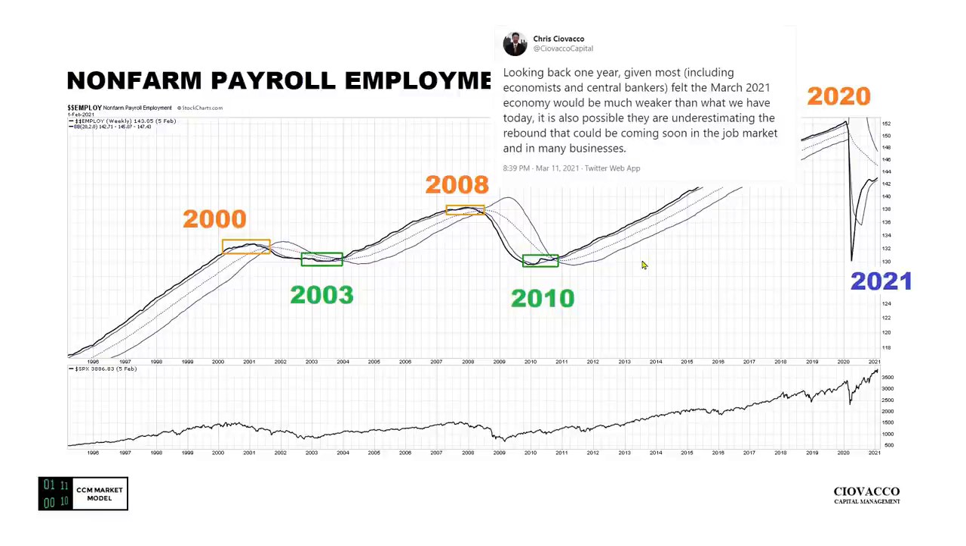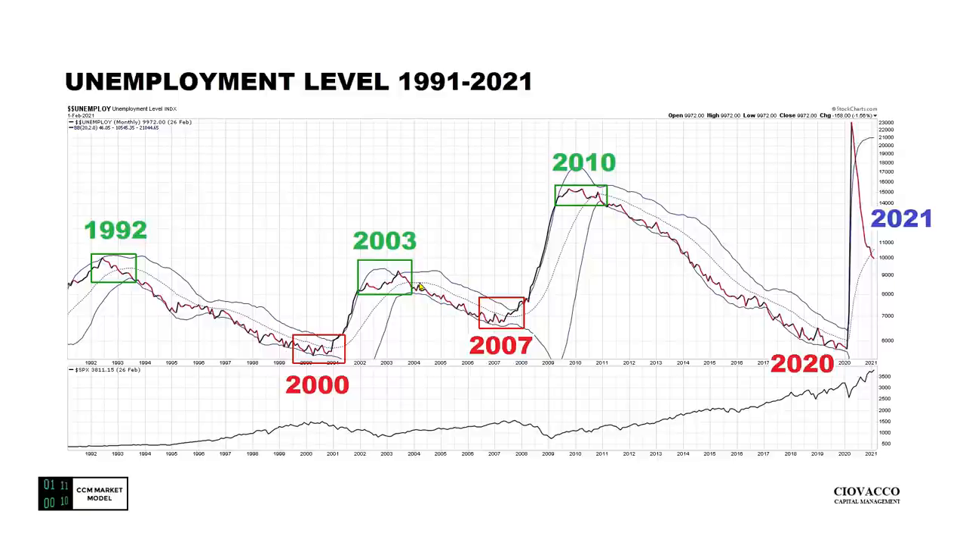In terms of what could happen walking forward, you can find this tweet on the CCM Twitter feed. This data set looks at employment. This data set looks at unemployment. Very, very similar concepts here. Unemployment rate starts to drop here. Notice the center line, 1992. Come down here, dot-com bust.